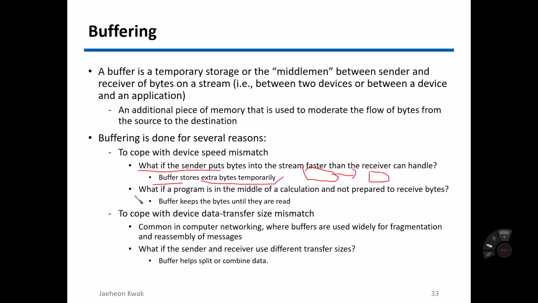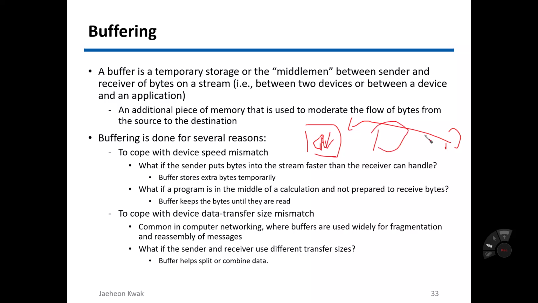And also, what if a program is in the middle of calculation and not prepared to receive bytes? So let's say a CPU is very busy and the disk driver wants to send the data. In this situation, a buffer can keep this data until the device is ready. So that's how the buffer can cope with the device speed mismatch.